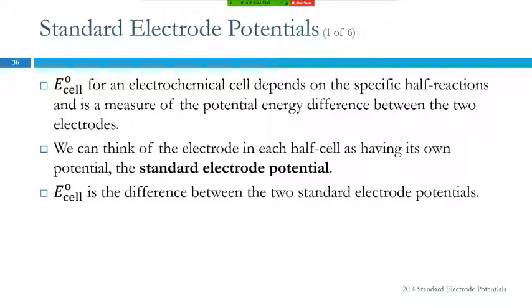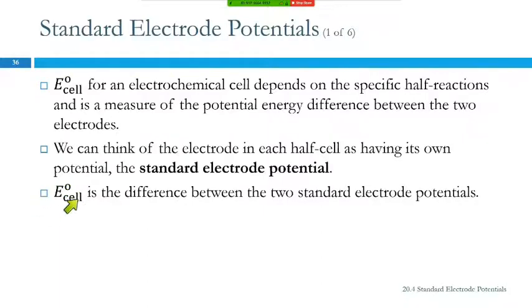Okay, so standard electrode potentials. The standard electrode potential for an electrochemical cell is going to depend on the two specific half reactions that are involved. And it's a measure of the potential energy difference between the two electrodes. So we can think of each electrode, each half cell, as having its own potential. And that's called the standard electrode potential.